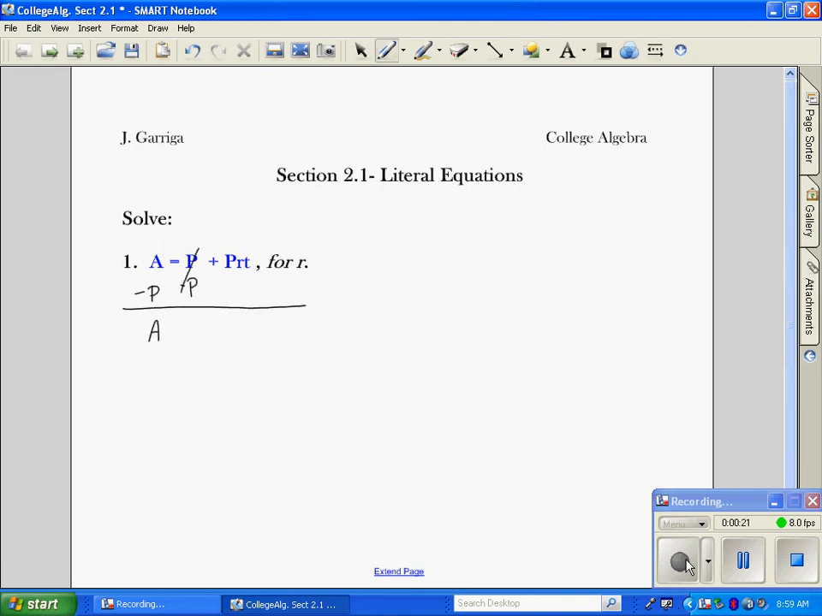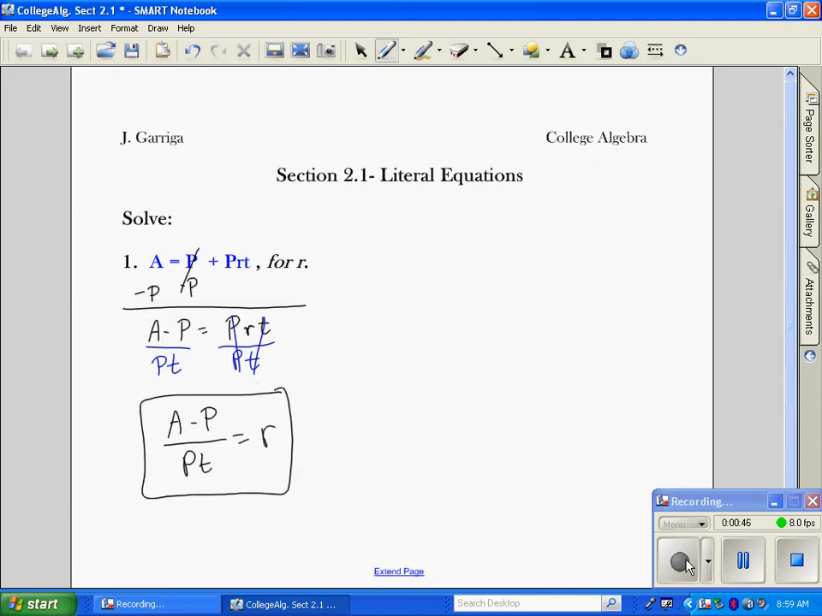So we have A minus p equals prt. Well, if we're trying to get r by itself, we want to divide both sides by p and t. Whatever you do to one side, do to the other, because then that goes away and that goes away, and it leaves us with just r. So we rewrite A minus p over pt is equal to r, and that's all they ask us to do, is to solve for r.